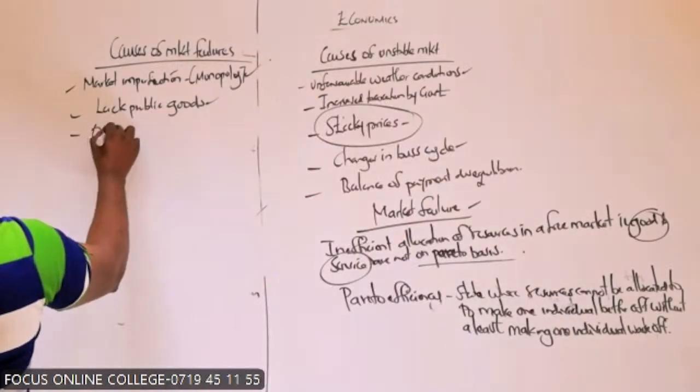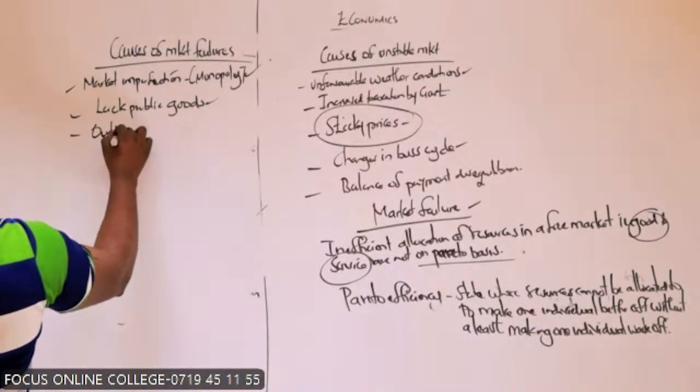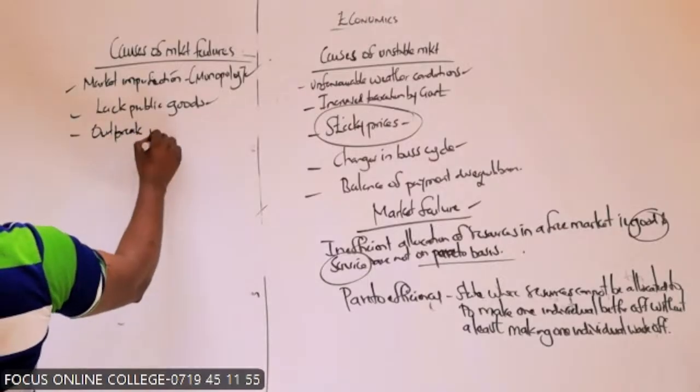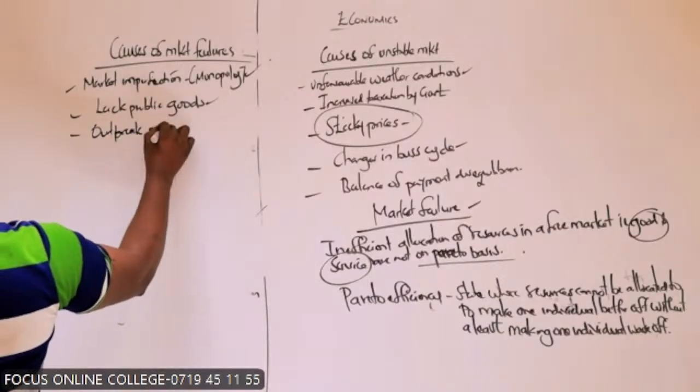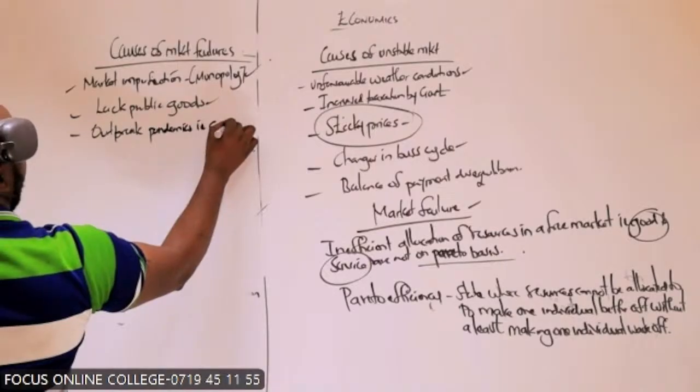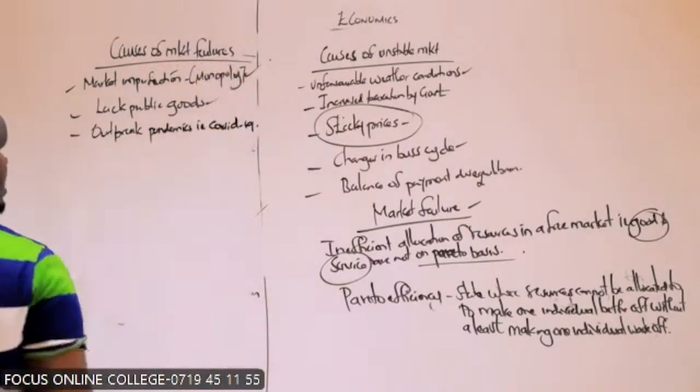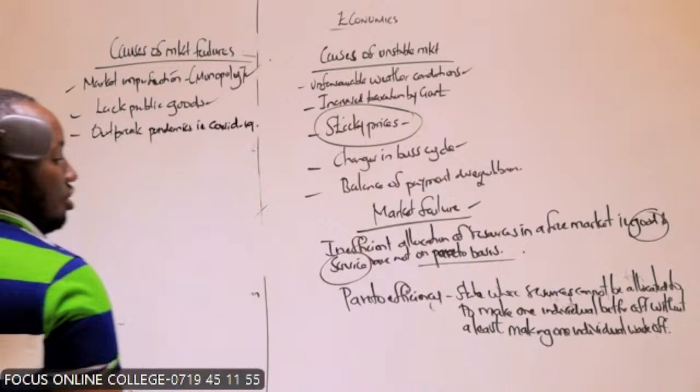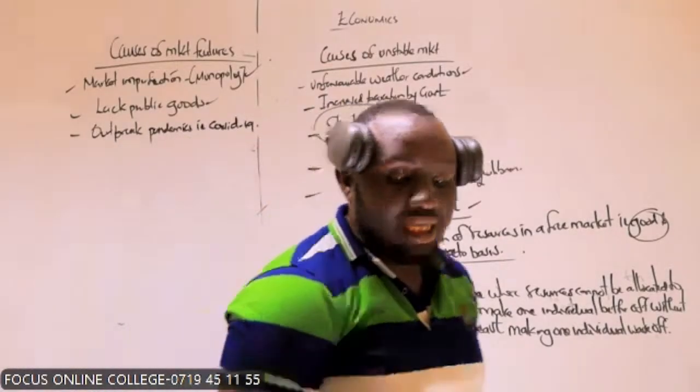Issues to do with outbreaks. The first scenario is if you're paying insurance for yourself: is it a benefit? Outbreaks of what we call pandemics, that is, COVID-19. Remember, if you're paying insurance for yourself, an outbreak of COVID-19 led to market failure.